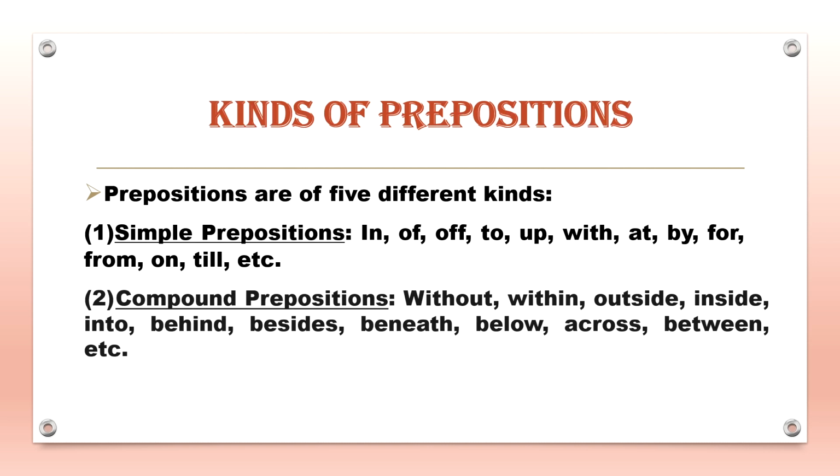Now moving on, kinds of prepositions. So prepositions are of 5 different kinds. First one is your simple preposition. These are among the most common type of prepositions. In, of, to, up, with, at, by, for, from, on, till, etc. These are all your simple prepositions.